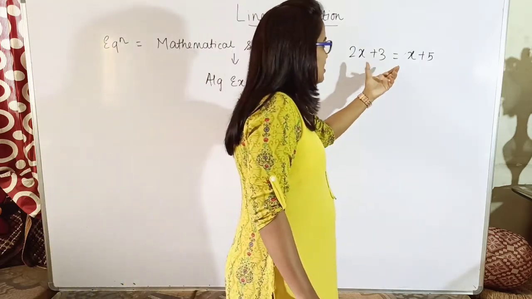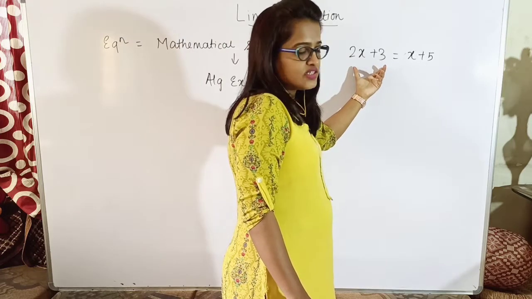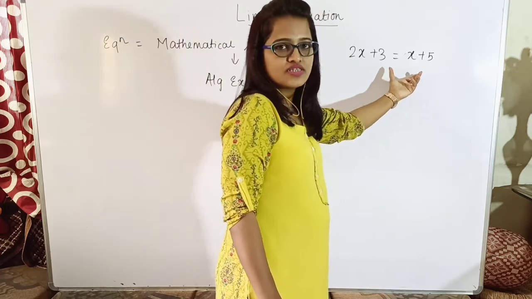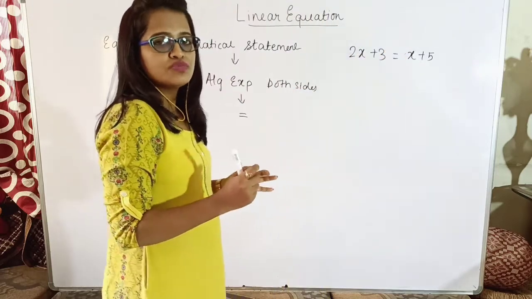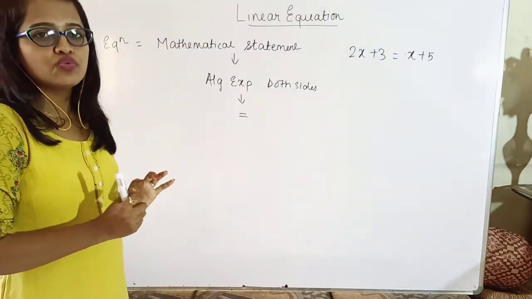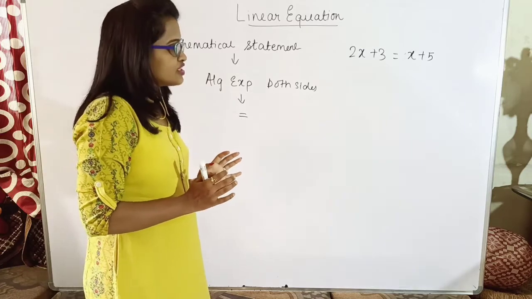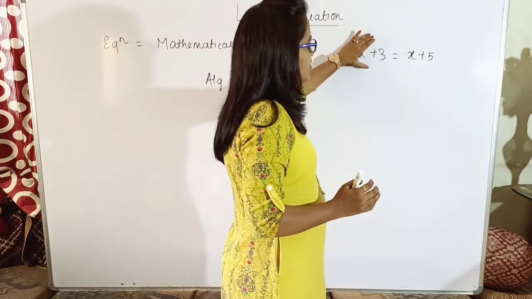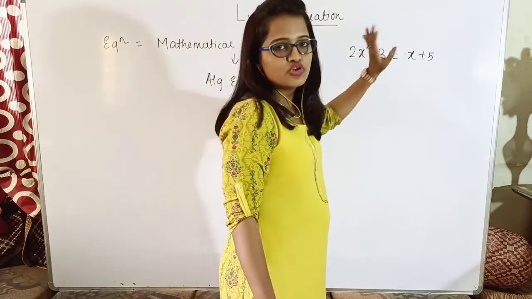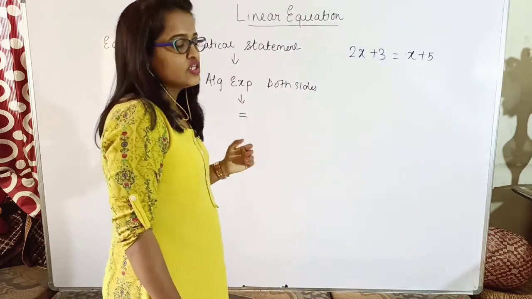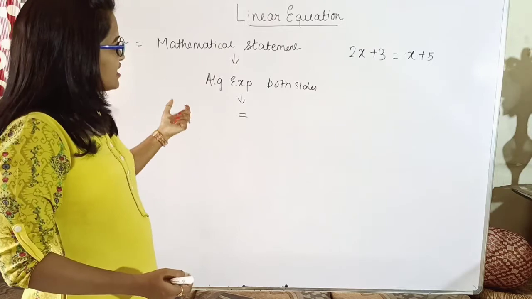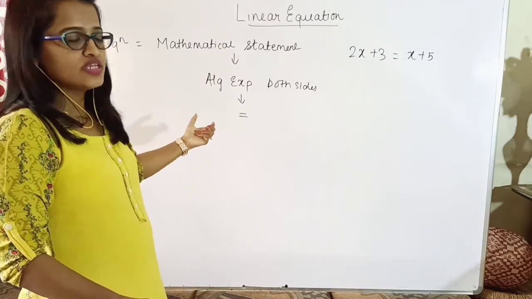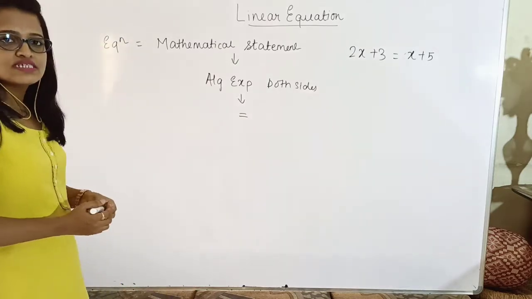So the left side is called LHS, whereas the right side is called RHS, and they are separated by an equal to sign. Equation means there is an equality or equal to sign between the two expressions, meaning the value on the left hand side is equal to the value on the right hand side. Okay, so that's why it is called an equation, and since we are dealing with it in maths, we call it a mathematical statement.